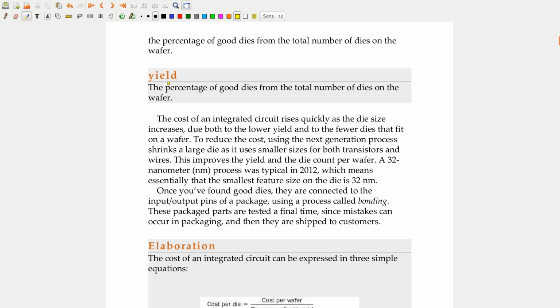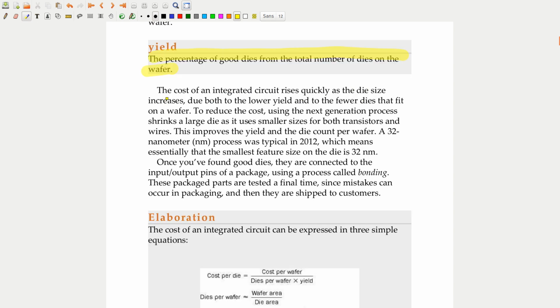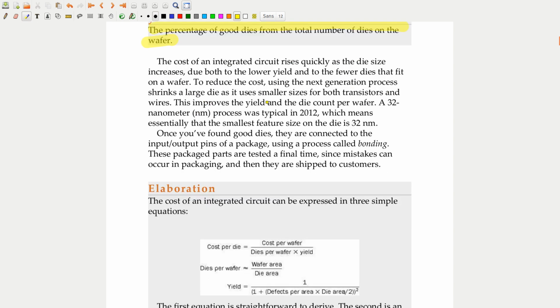So if we have 100 dies on a wafer and 5 are bad, we have a 95% yield. Pretty simple. Okay. Moving on. The cost of an integrated circuit rises quickly as the die size increases, due both to lower yield and to fewer dies that fit on the wafer. So that's likely an issue with GPUs now.